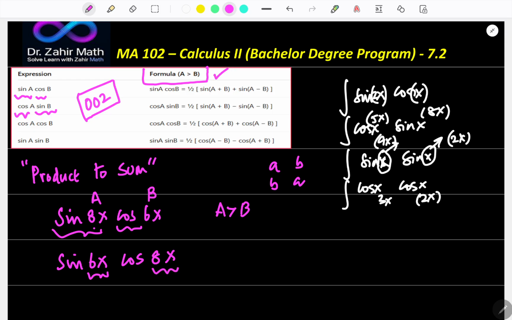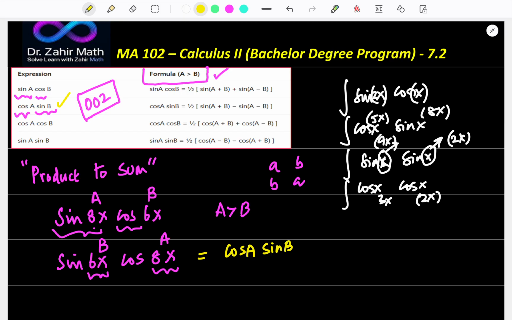Angle A is greater than B. So this is your angle A and this is your angle B. If it is like this, now it is of the model cosine A sine B. So you have to use a second formula. Clear all of you? So all the time keep in your mind angle A must be greater than angle B.